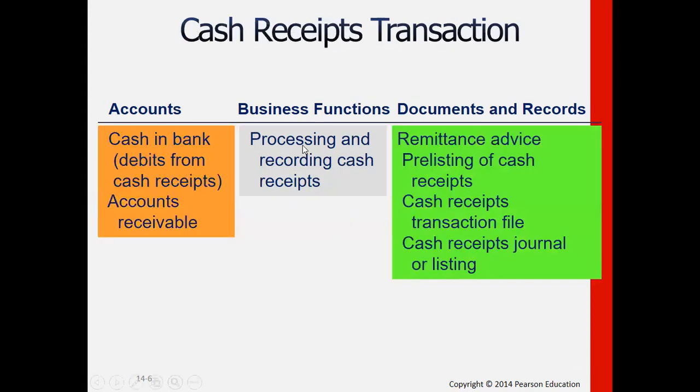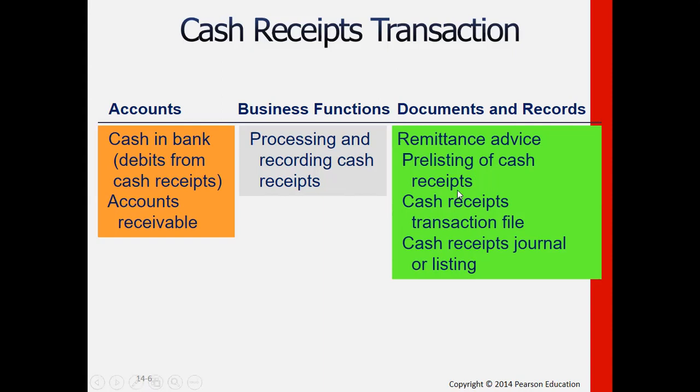What about for the receipts, cash receipts transaction? Here we can see that the affected would be the cash in bank, debits from cash receipts, and then the accounts receivable. Business functions would be the processing and recording of cash receipts. What would be the documents and records that would be affected? So we have here the remittance advice coming from our customer that it already forwarded certain collections or certain payments, of course, it's coming from the customers of such accounts receivable.